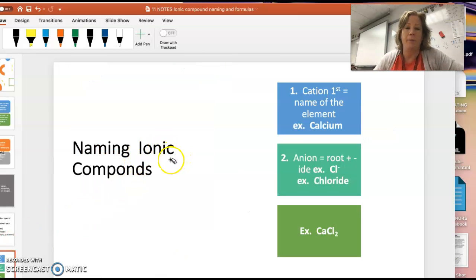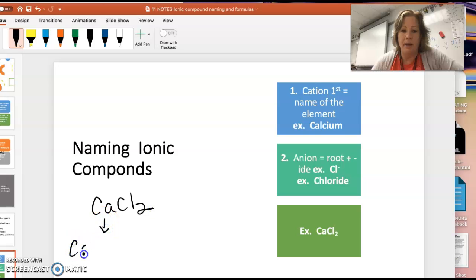So, naming ionic compounds. When we name an ionic compound, we want to name the first part, or the metal. It's usually the metal. Sometimes it's the polyatomic ion NH4+, but the positive goes first. So for example, if I have calcium chloride, I would just name calcium normal. But then the anion, the nonmetal, that's where I'm going to change. Instead of chlorine, I'm going to chop off the -ine and add -ide.